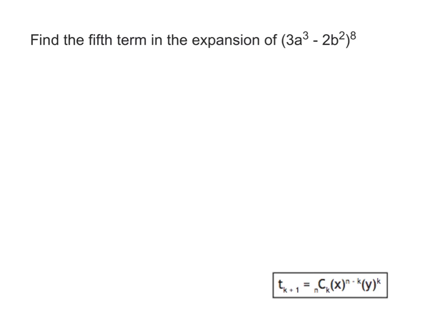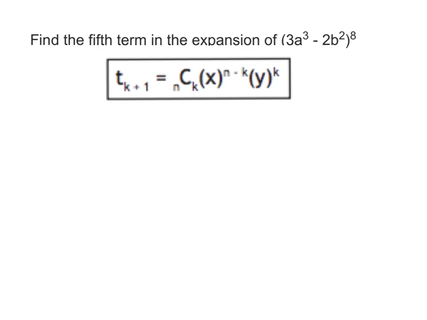This one asks you to find the fifth term in the expansion of this thing. So there's two ways to do it. If you want to just expand the whole thing like we did before and then simplify just the fifth term, that's okay. And that's actually probably not that hard to do in this case. But there is a formula that you can use, and it's here. It's also on your formula sheet for the exam.